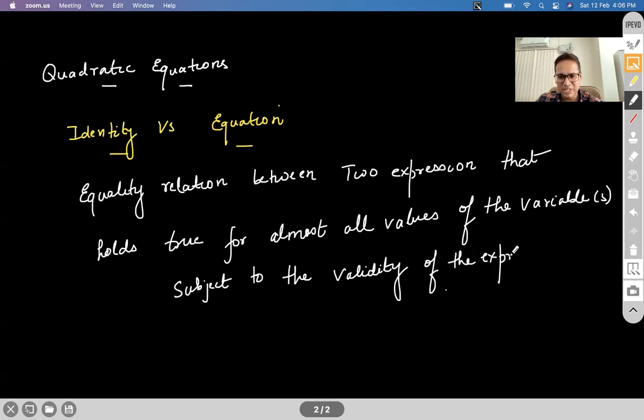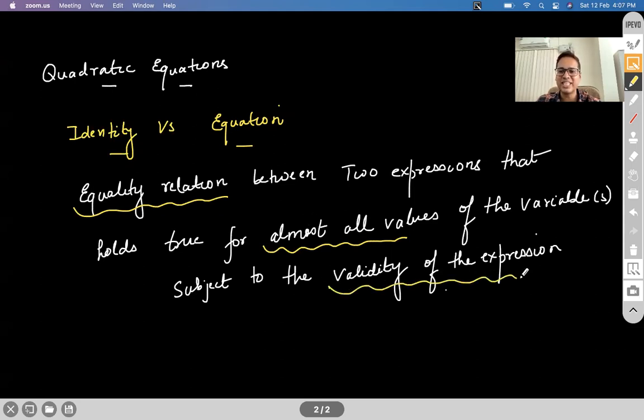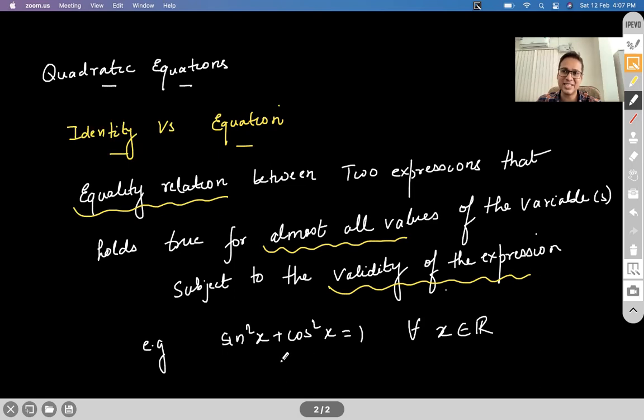Now see, I have used a very interesting word. I have not used the word equation. I have used some kind of an equality relation between two expressions that holds true for almost all values. Almost all values means it might not be all values, but it can be true for all the values. And why not all values? Because it is subject to the validity of the expression. For example, sine square x plus cos square x is equal to 1. This is an identity. Why? Because it is going to work for all real values of x. Correct?